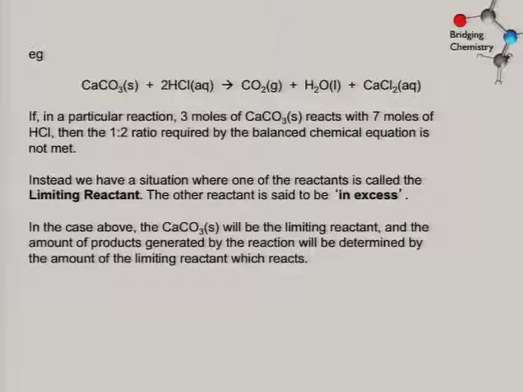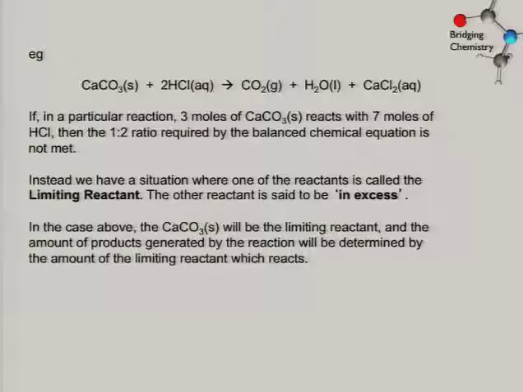So let's imagine we have a particular reaction where we have 3 moles of calcium carbonate and we react that with 7 moles of HCl. Now if we do that, then our 1-to-2 ratio required by the balanced chemical equation is not met. Our balanced chemical equation says that 1 lot of calcium carbonate reacts with 2 lots of HCl. But what we've got here is 3 lots of calcium carbonate and 7 lots of HCl, right? So it's not in that ratio. 3 to 7 is not the same as 1 to 2.